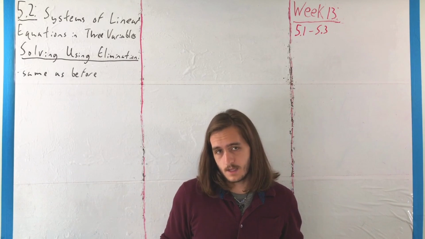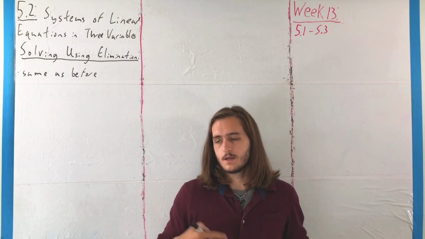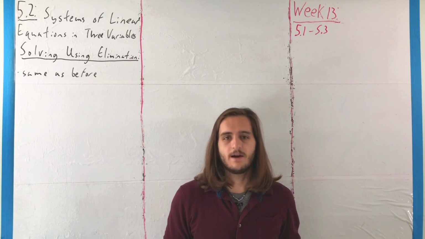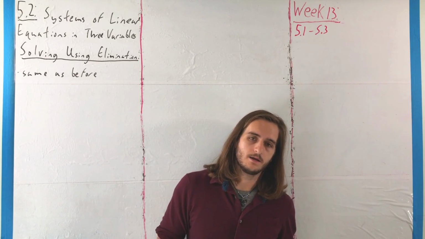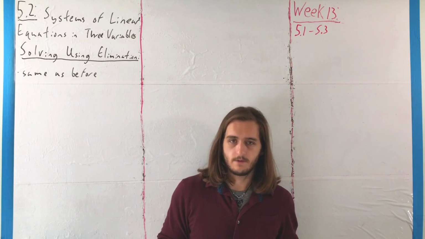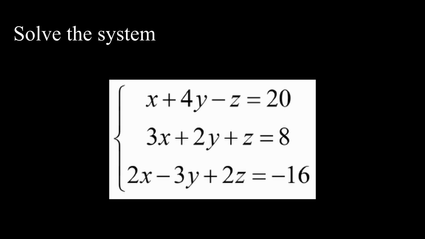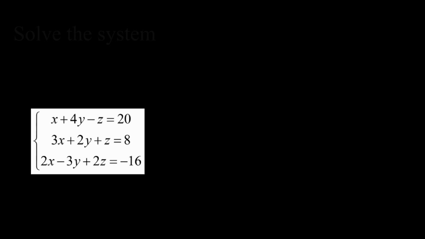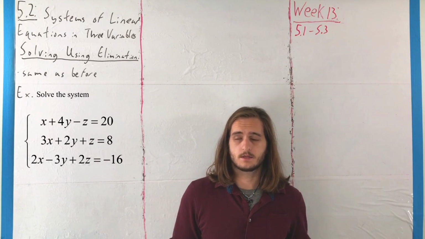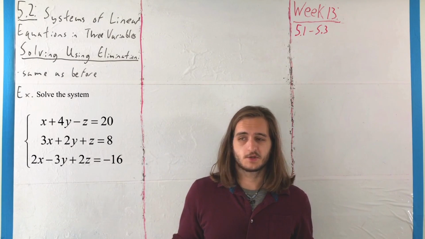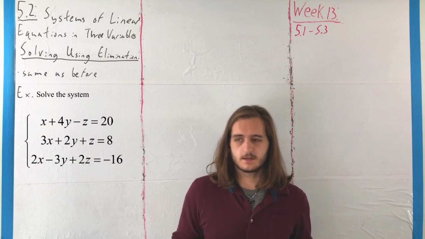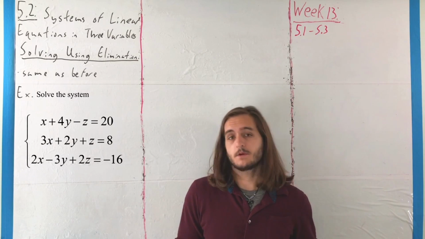So let's get an example here, understanding how we can use this slightly modified process for a system of three variables. So for this, we want to solve the system x plus 4y minus z equals 20, 3x plus 2y plus z equals 8, and 2x minus 3y plus 2z equals negative 16. So our first step when trying to solve a system like this is to essentially try and remove our third part, because, well, 1 is not enough and 3 is too many.